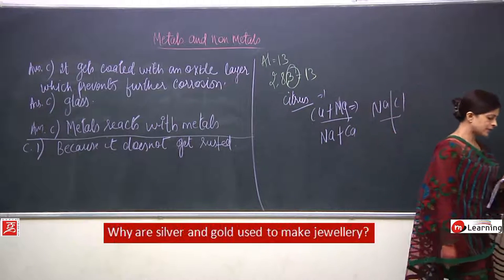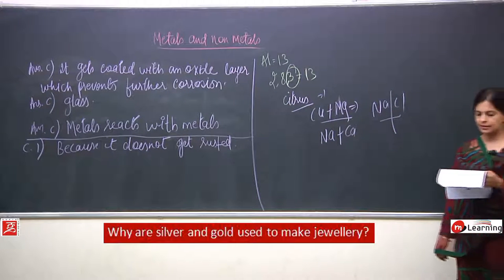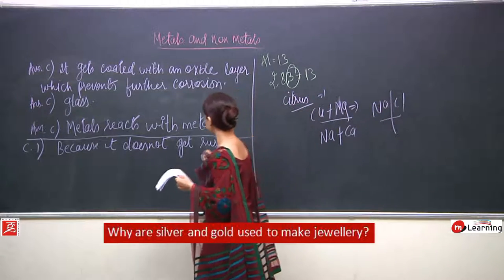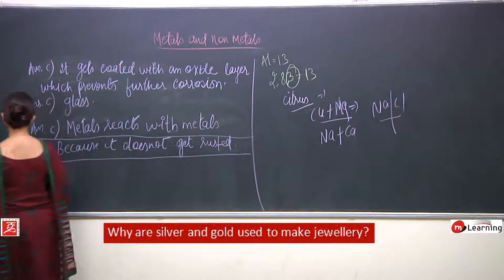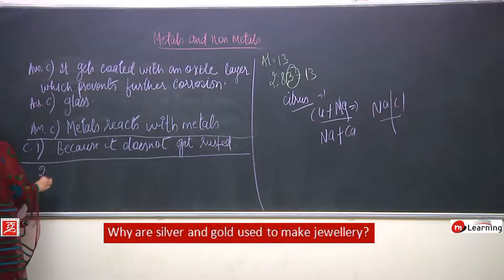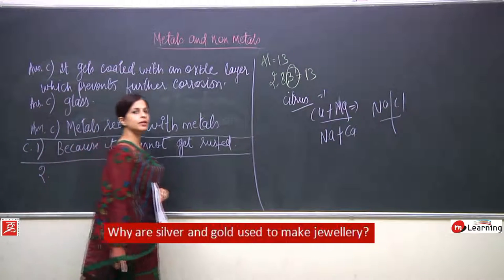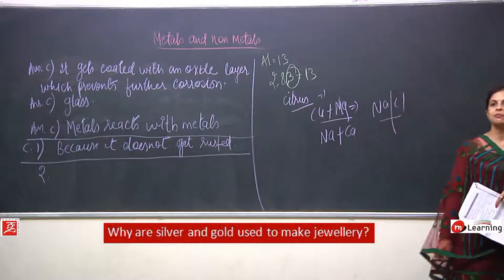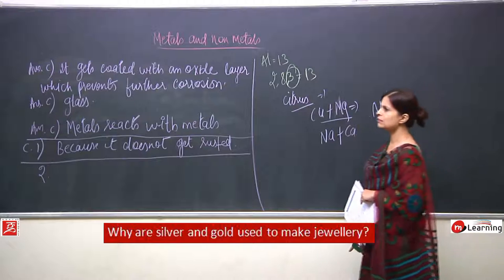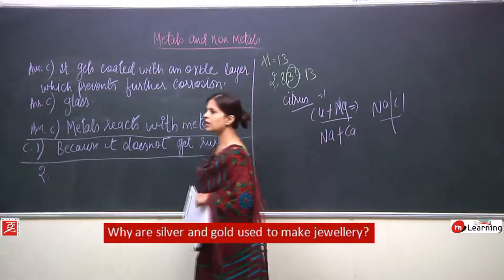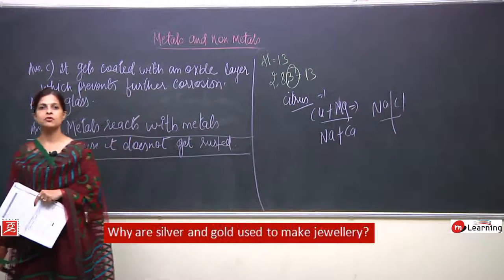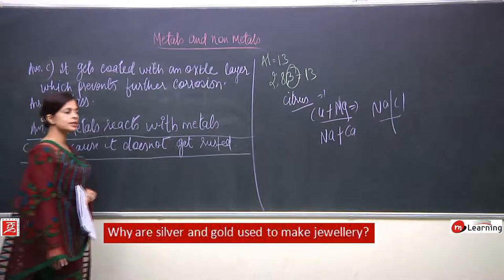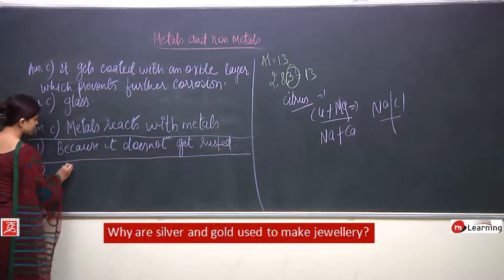Okay, now the next question is, why are silver and gold used to make jewelry? Why are silver and gold used to make jewelry? This is question number 2. What is the first reason? Just imagine if gold were of some black color and had a dull finish. Would anybody have liked to wear such jewelry? Obviously not at all. So why is it used? It is used because these metals are what?